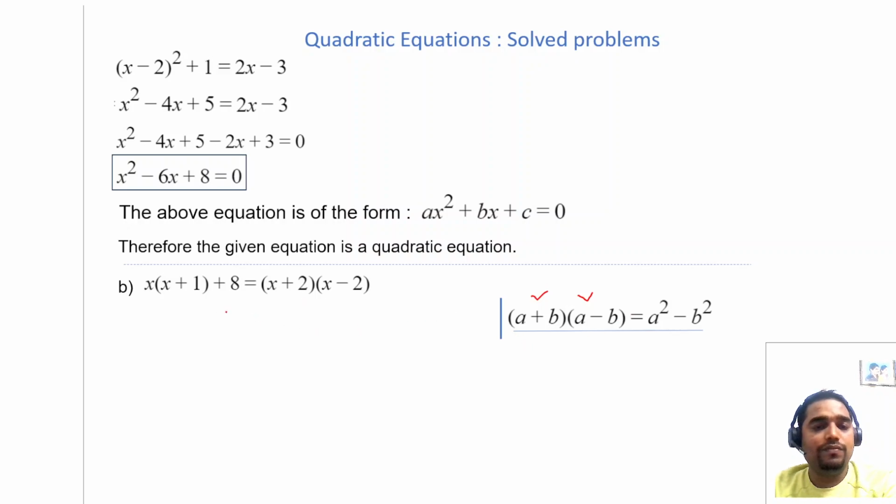Now how to simplify this? In the earlier problem we simplified the LHS separately and the RHS separately. Now we will simplify both together. Now let us see how to simplify that.